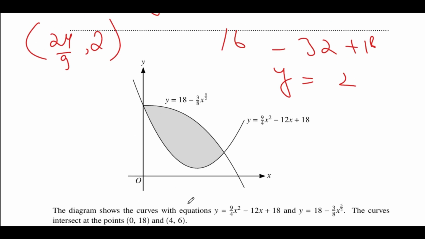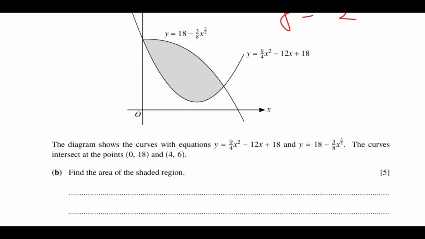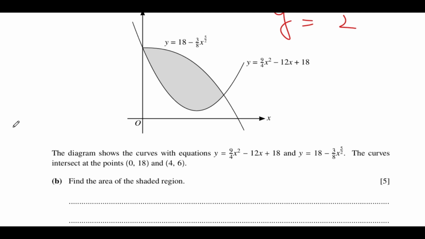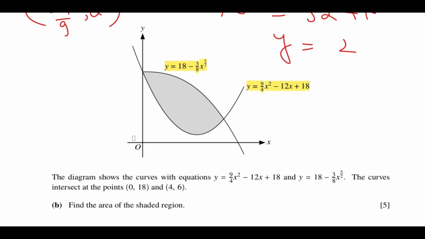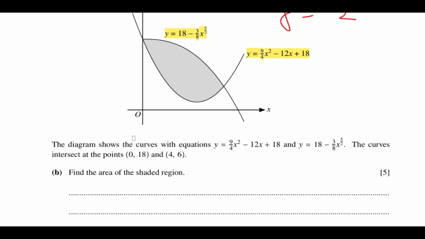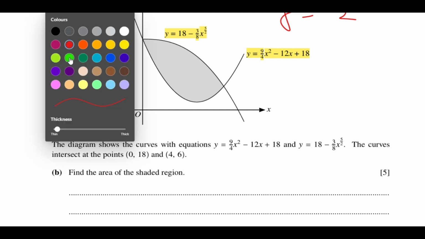Next, the diagram shows the curve with equation y equals 9 over 4 x squared minus 12x plus 18, and y equals 18 minus 3 over 8 x power 5 over 2. Right now we have to find the area of the shaded region in the diagram. Always remember that whenever curves are given, the upper curve is very important, because the lower curve is always subtracted from the upper one. We will integrate for calculating the area.